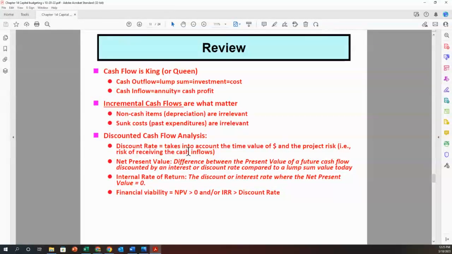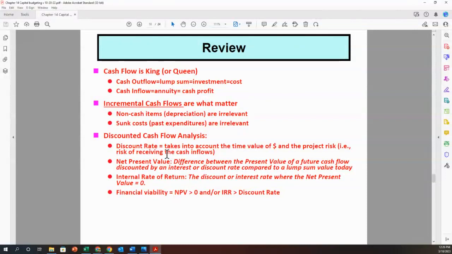Discounted cash flow. The discount rate takes into account the time value of money and the project risk, i.e. the risk of receiving those cash flows. We'll dig into more of that next time. Net present value is the difference between the present value of future cash flow discounted by an interest or discount rate compared to the lump sum value today, i.e. our lump sum, our outflow. The internal rate of return is the discount or interest rate where the net present value equals zero. And financial viability is net present value greater than zero and/or IRR greater than discount rate.